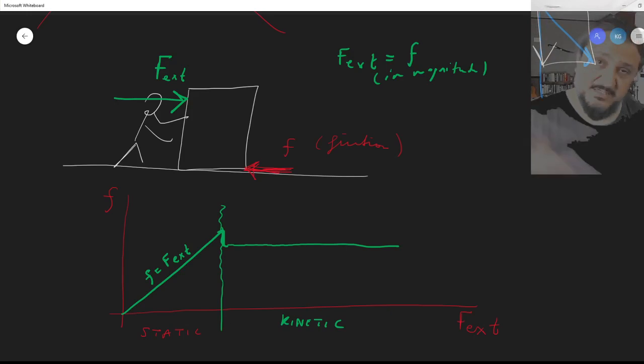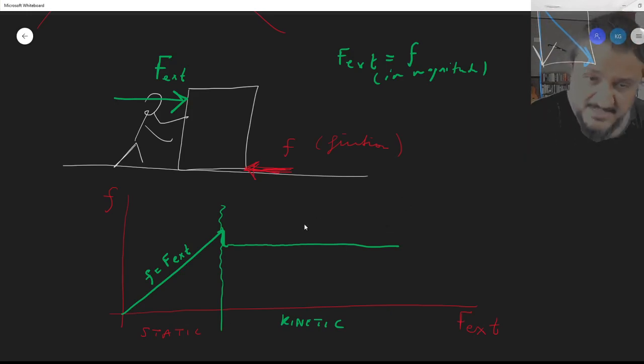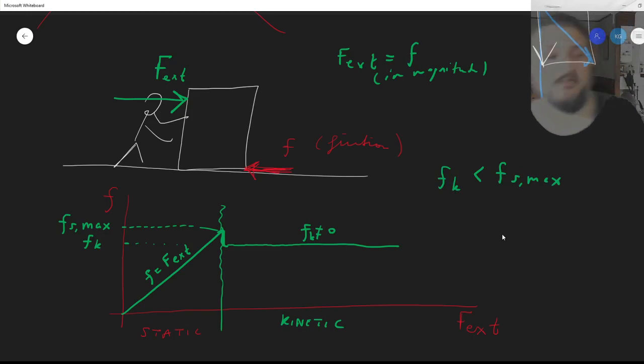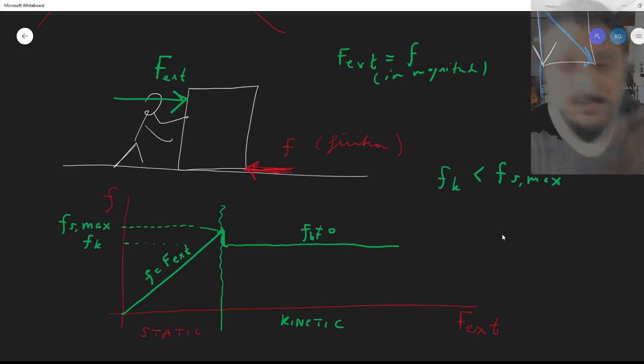So once the object is moving, the friction force is still there. It's not zero, it's present, but it is less than the maximum static friction force you experienced just a moment ago, which was here. This is F static maximum, and this is F kinetic, Fk. But as you can see, Fk is always less than Fs maximum. All right. So that's very important to remember.